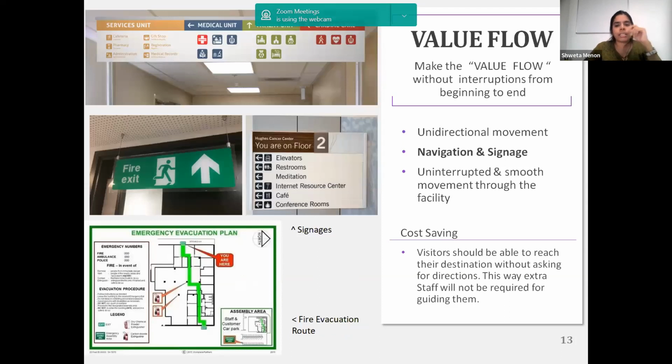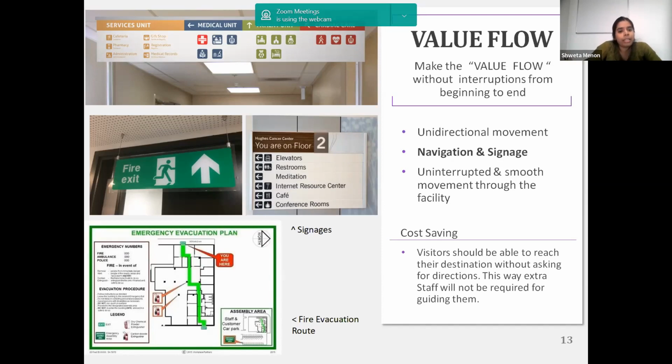Then, of course, comes the navigation and signage. This is a very simple concept. Make sure there are enough signboards throughout your hospital such that a patient or a visitor does not have to ask for directions. They should be able to go from one point to another without actually having to stop a nurse or an attender or someone nearby to say, can you please guide me?